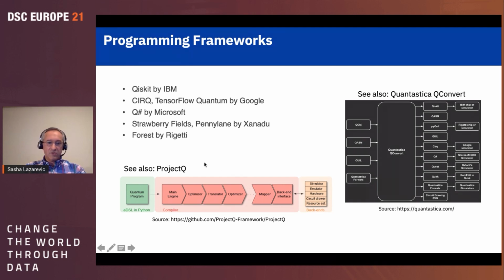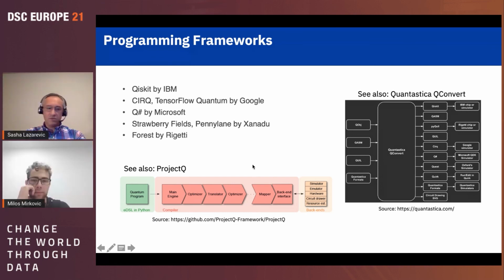I wanted also to highlight here two projects. This is Project Q from Switzerland. It is a very interesting project because it uses machine learning to optimize your code, and it can run on different backend devices. For example, if you want to work on IonQ, IonQ recommends using Project Q for coding your scripts. There is also Quantastica Q Convert.